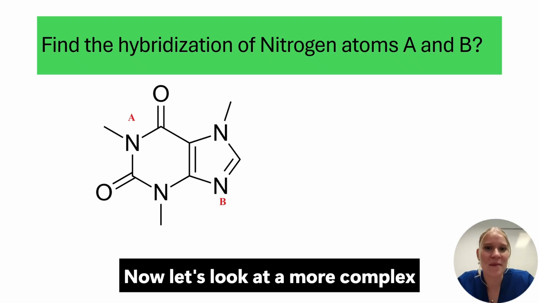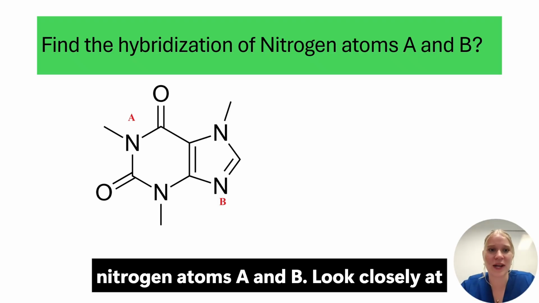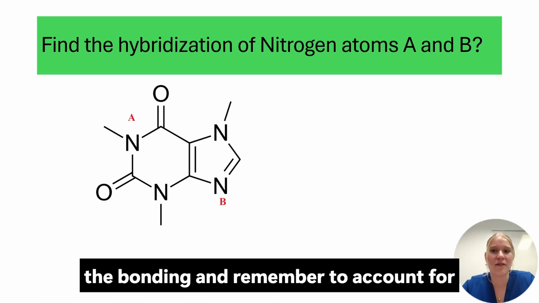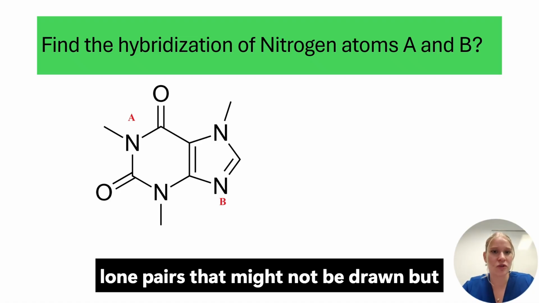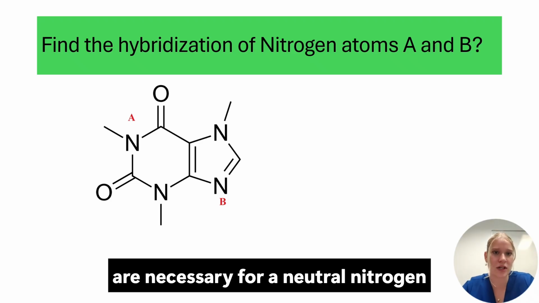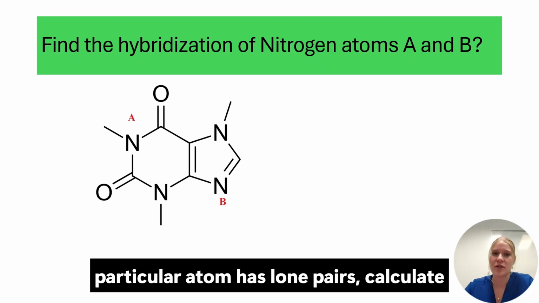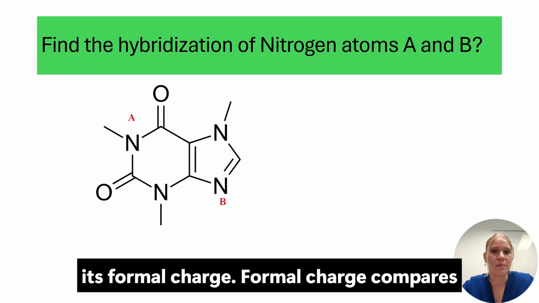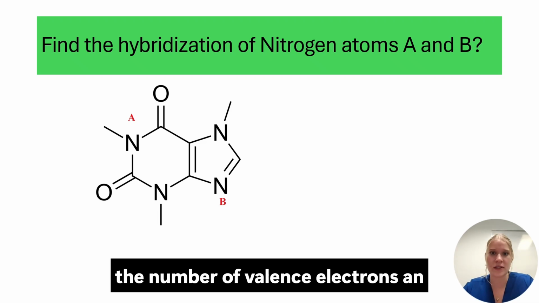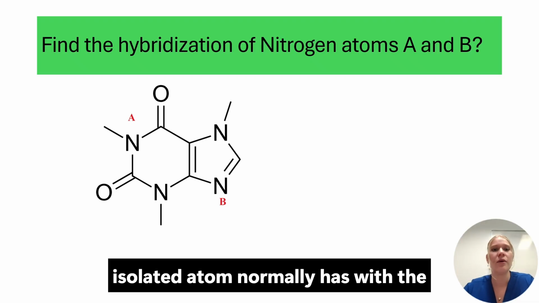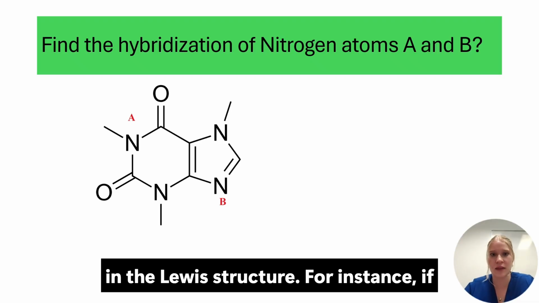Now let's look at a more complex structure and find the hybridization for nitrogen atoms A and B. Look closely at the bonding and remember to account for lone pairs that might not be drawn but are necessary for a neutral nitrogen atom. If you're unsure whether a particular atom has lone pairs, calculate its formal charge. Formal charge compares the number of valence electrons an isolated atom normally has with the number of electrons assigned to that atom in the Lewis structure.